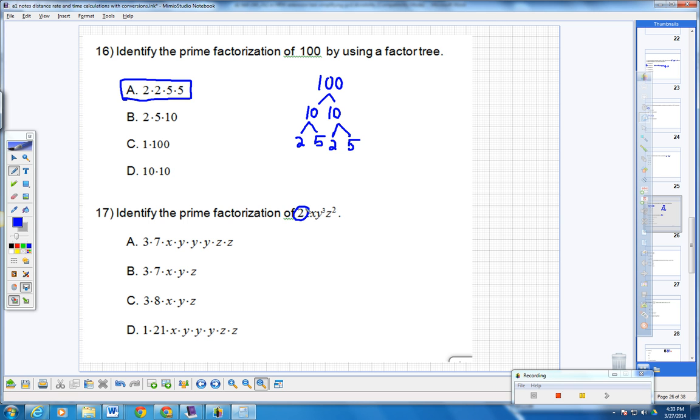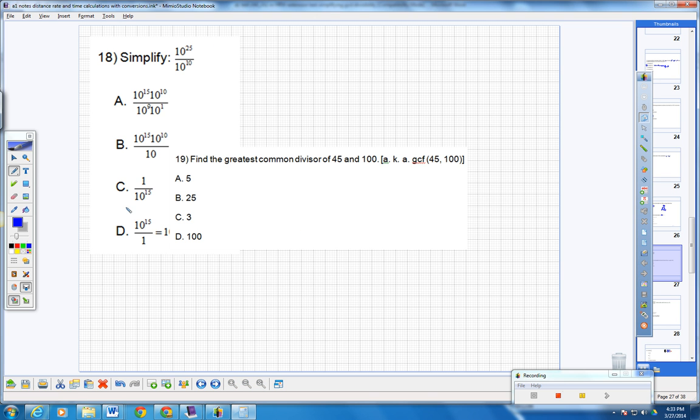However, okay, you have some variables also to write. That's x to the first, y times y times y, and z times z. But we all know that 27 breaks down into 3 times 7 as well. I should not be giving you this many test questions.